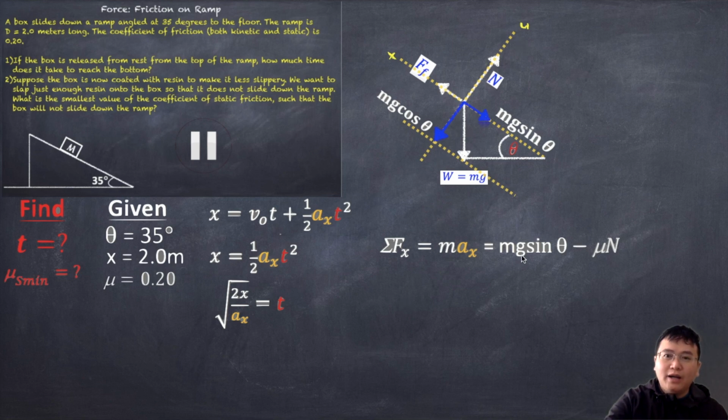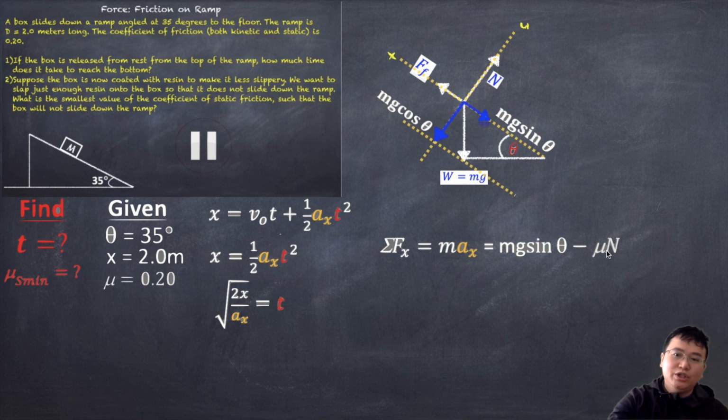So mg sine theta is this component right here, and we define it as a positive vector. Then the force of friction, which is mu N, is negative, so I put a minus sign. That will give us mass times acceleration.